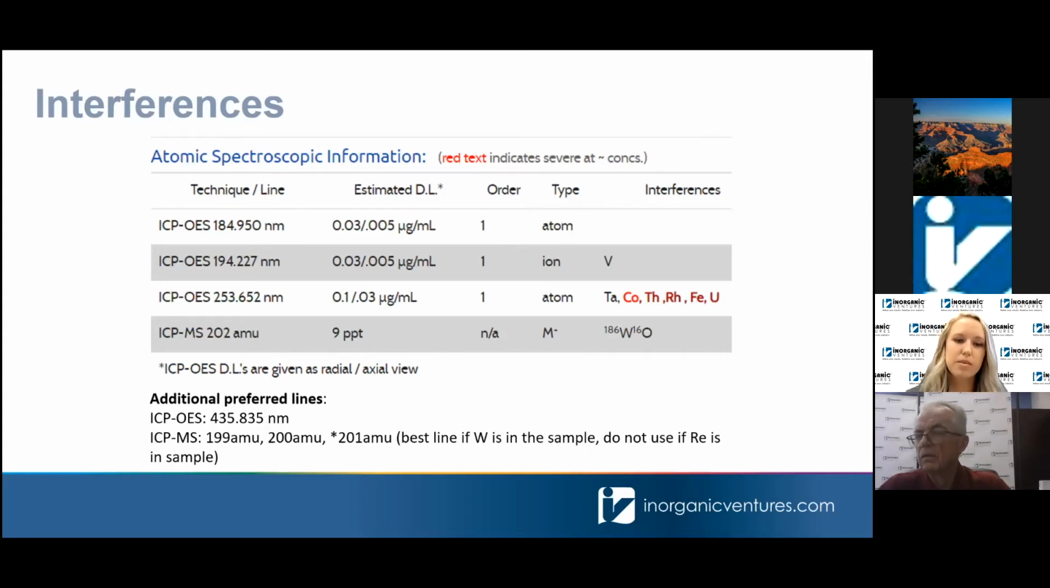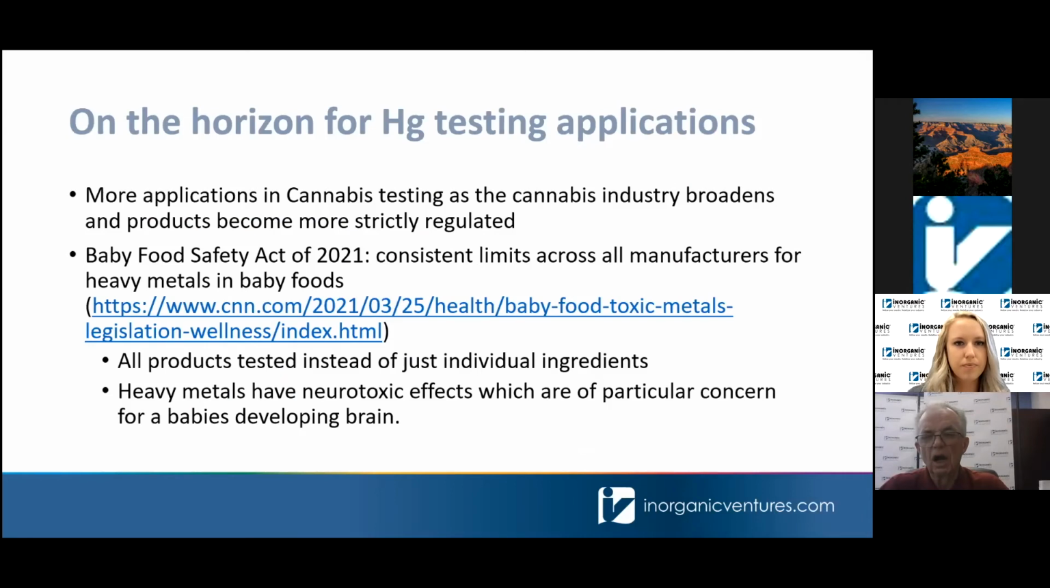So if you have rhenium in your analysis, the 201 line is probably not going to be the best one to use. And then there's also the 199 and 200 line for mass spec. So again, just make sure you're checking all of those, or as many as you can, just to make sure that you're accounting for any interferences.